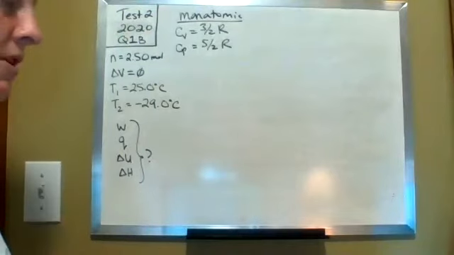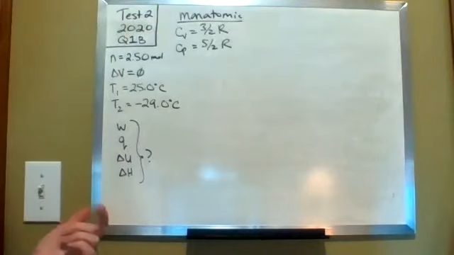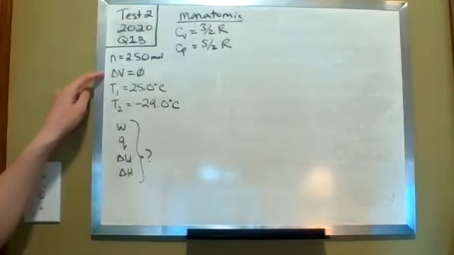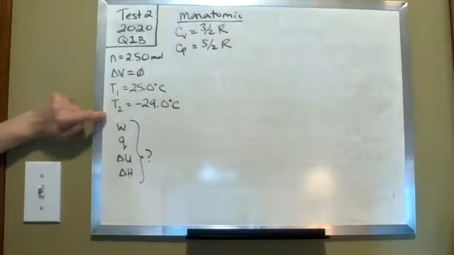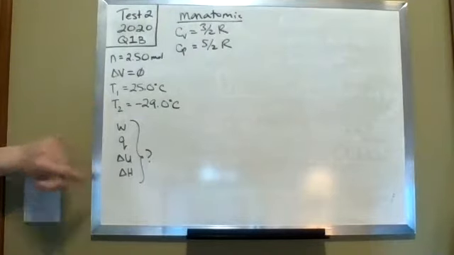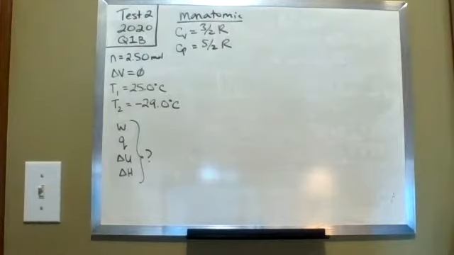Now, additional information you're given for this process is that you have a constant volume, so delta V equals 0. You're starting from a T1 of 25 and going to a T2 of minus 29 degrees Celsius. And again, you're trying to find work, heat, delta U, and delta H. Before we look at that delta V function, we want to start with work.